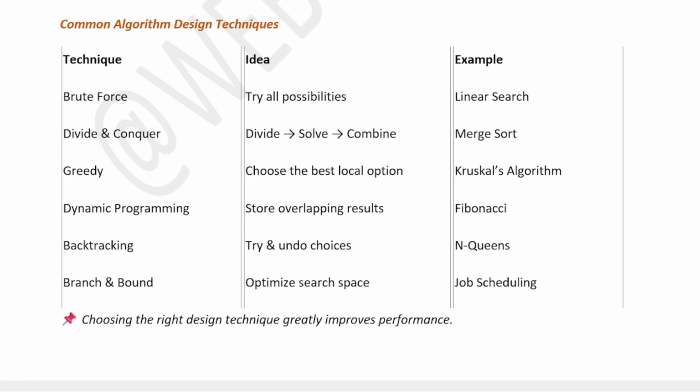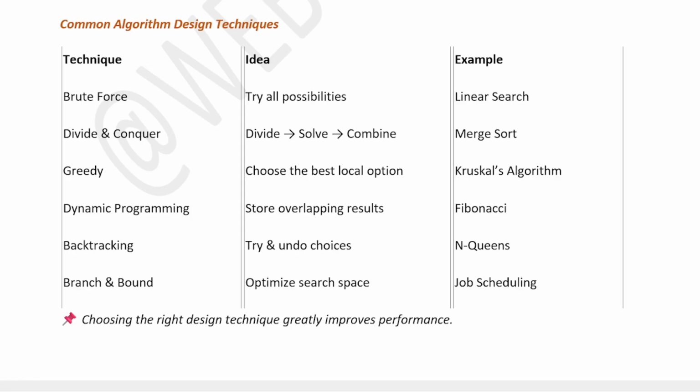Greedy technique. Greedy algorithms choose the best local option at every step. An example is Kruskal's algorithm. Greedy algorithms are fast, but they don't always give the best global solution. Dynamic programming. Dynamic programming avoids repeated work by storing the results of subproblems. A classic example is the Fibonacci sequence.